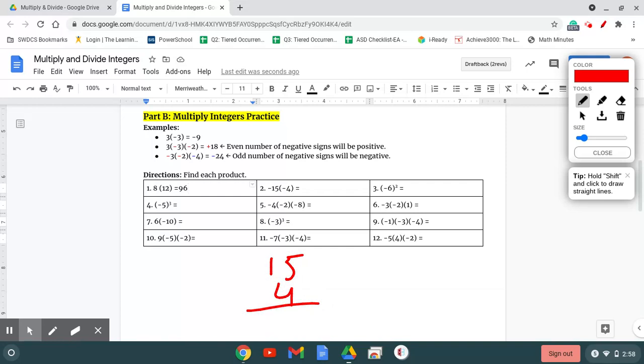All right, what is 5 times 4? 5 times 4 is 20. So we put our 0 down, carry our 2. 4 times 1 is 4, plus 2, 6. So our answer is 60.